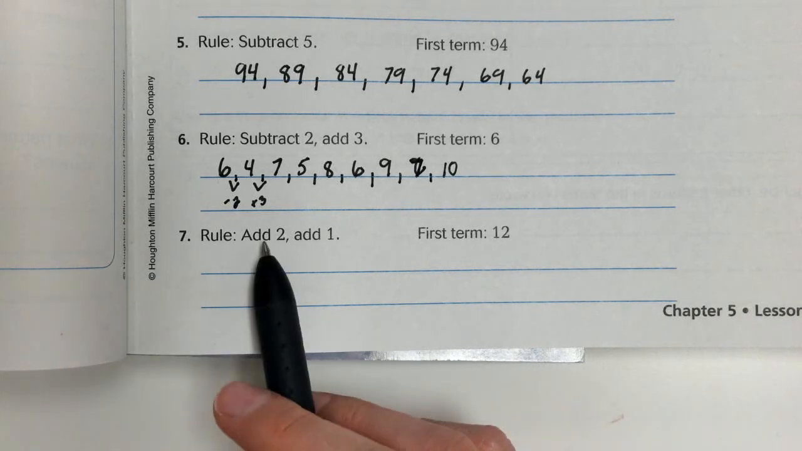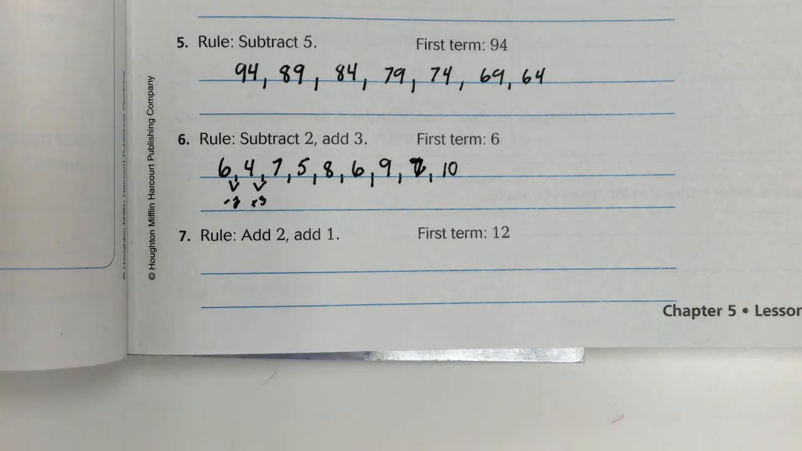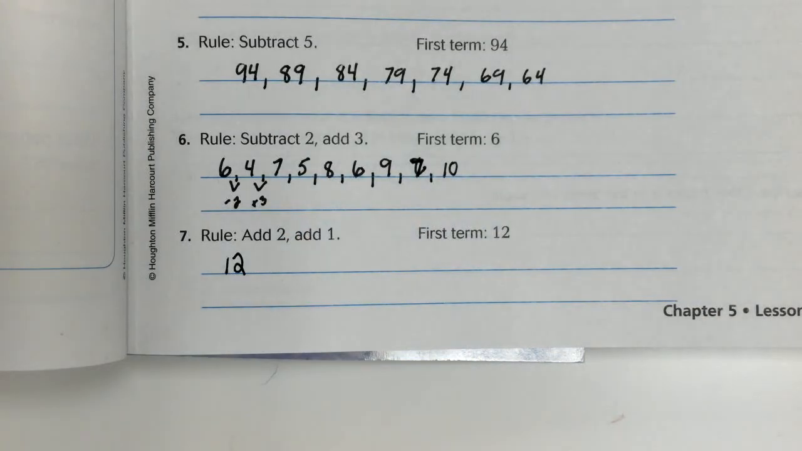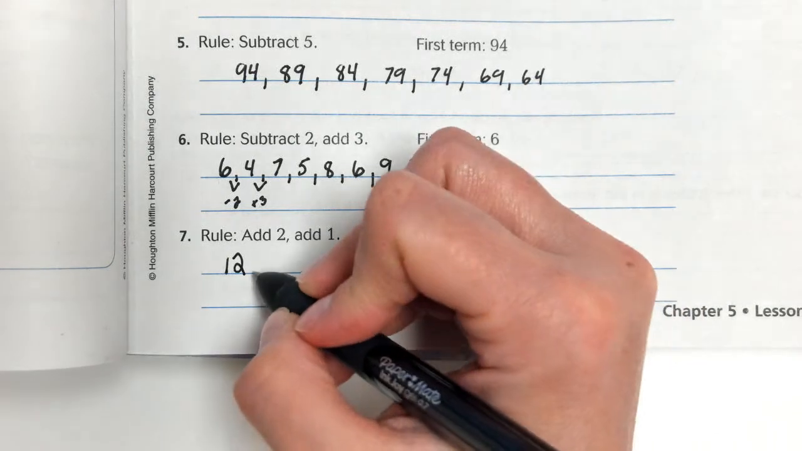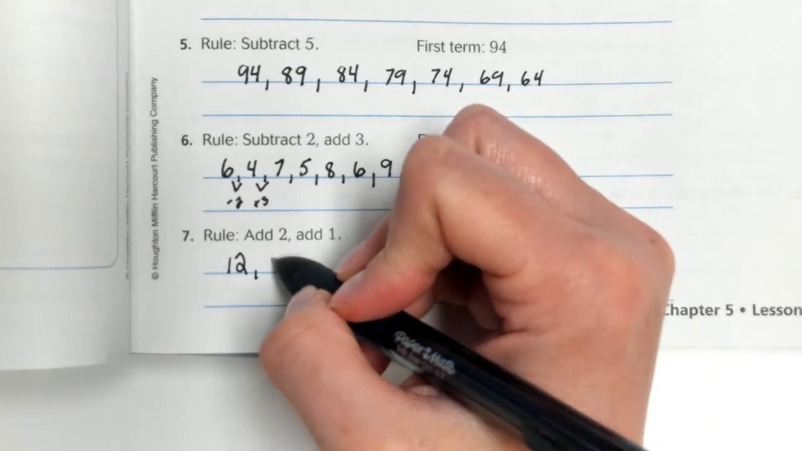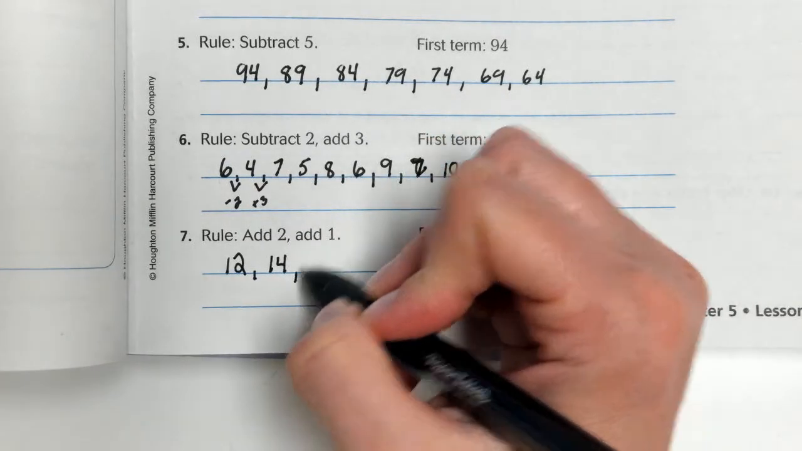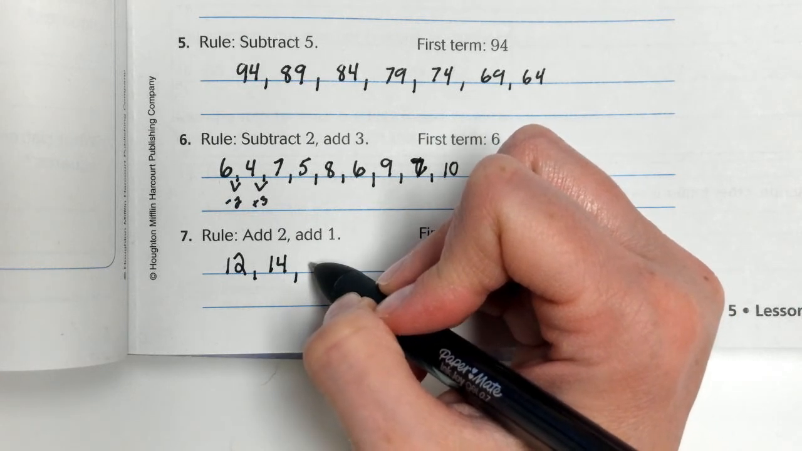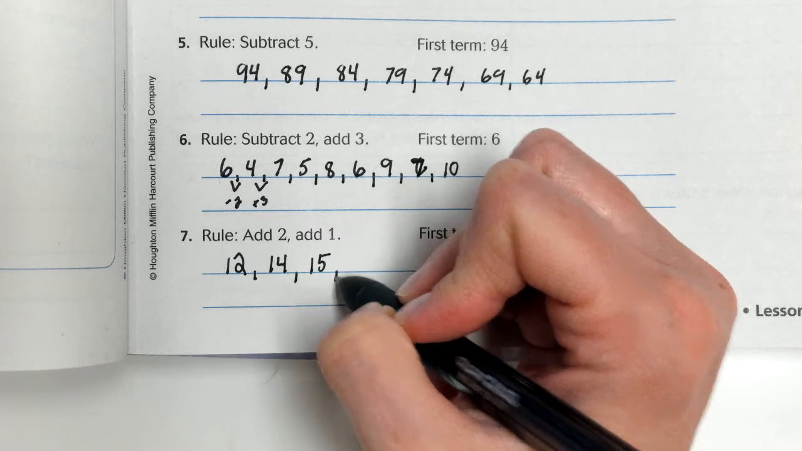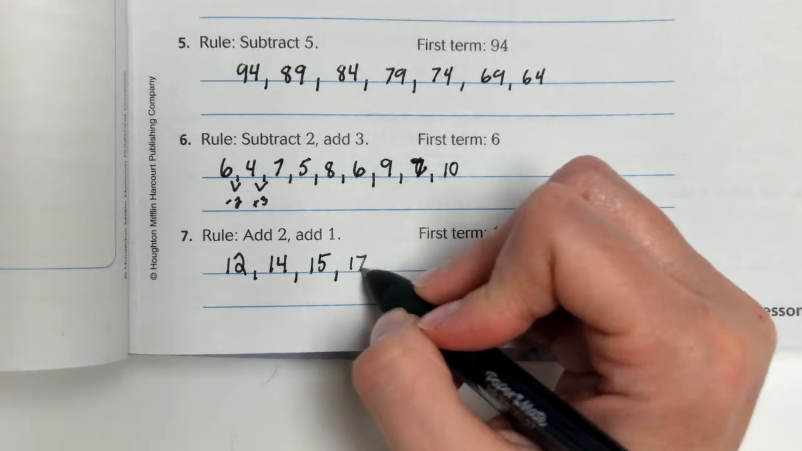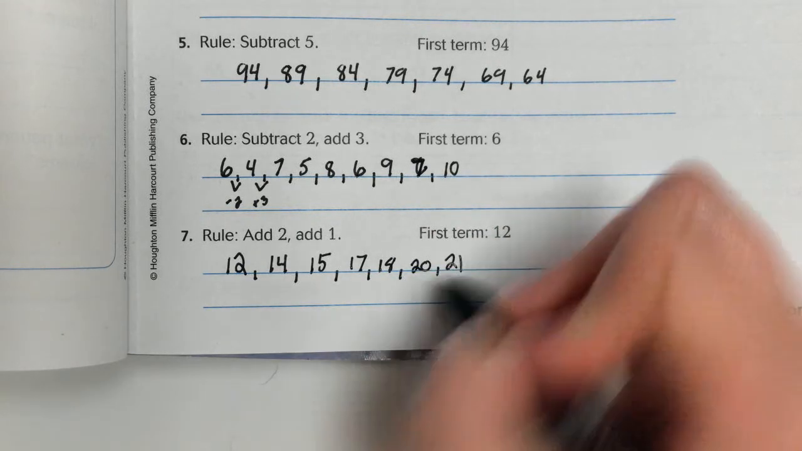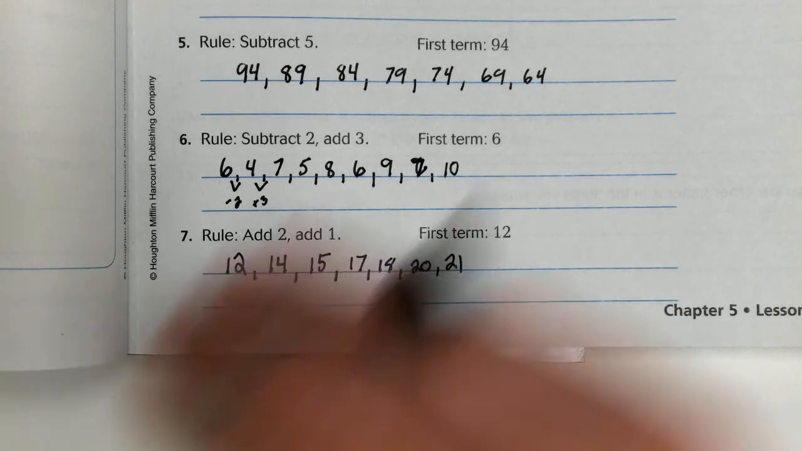All right, this rule is add 2 and then add 1. My first term is 12. What do I do? Add 2. So 12 plus 2? It's 14. And then I add 1. 14 plus 1? It's 15. 17, 18, 20, 23. All right. Good job.